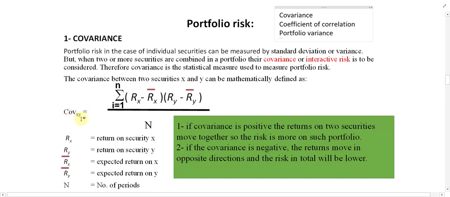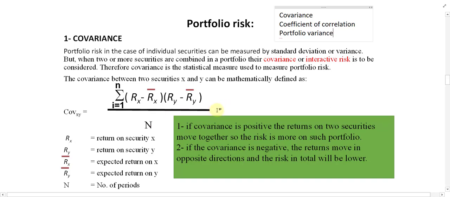In this example, two securities. Let us say you have security X and security Y. How to calculate the covariance for this? The covariance of X and Y is equal to the return of X minus the expected return of X, multiplied by the return of Y minus the expected return of Y, divided by the number of periods. What do you mean by number of periods? We'll explain with an example.